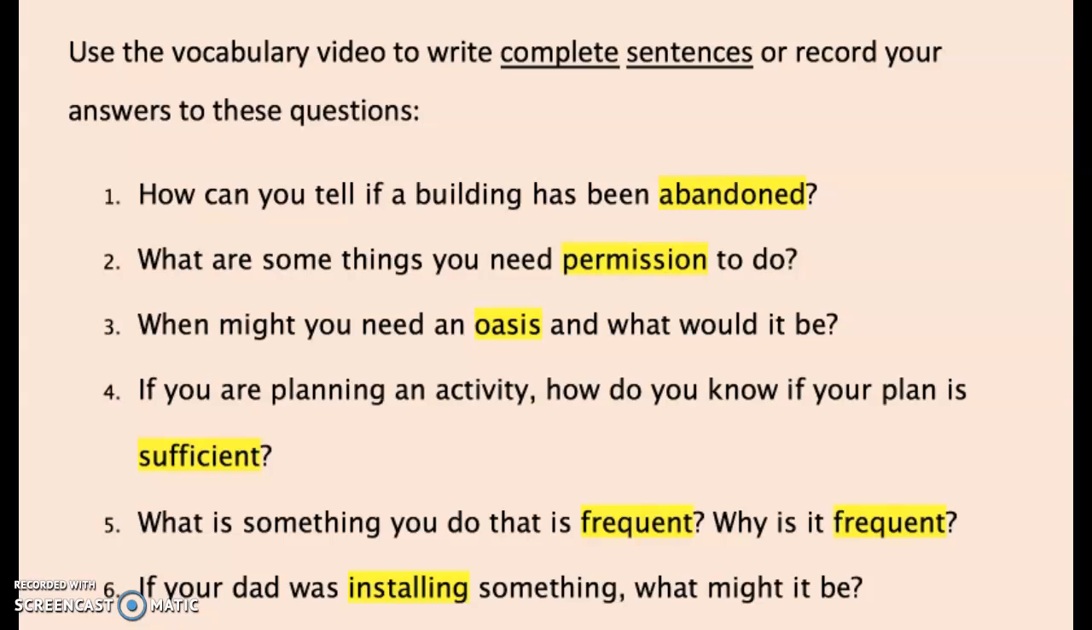Number 4 says, if you are planning an activity, how do you know if your plan is sufficient? Number 5 says, what is something you do that is frequent? Why is it frequent? Number 6 says, if your dad was installing something, what might it be?